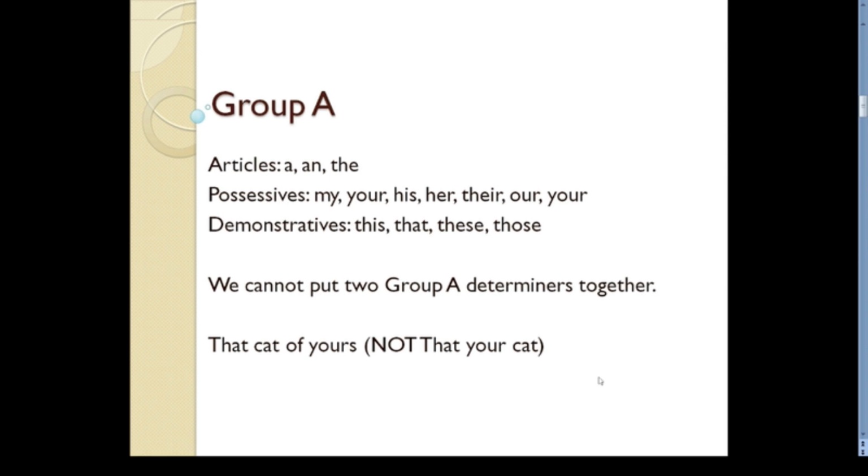If there are situations where we have to put two Group A determiners together, we use a structure with of. For example, we cannot say that your cat or that my cat or that a cat. We will say that cat of yours, not that your cat. It should be that cat of yours. It should also be noted that after of we use the possessive pronoun yours, not the possessive adjective. That cat of yours, not that cat of your.